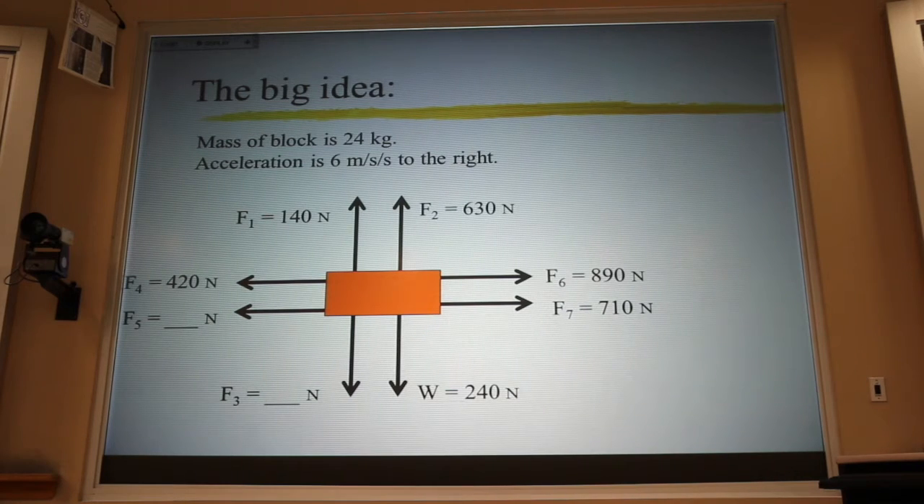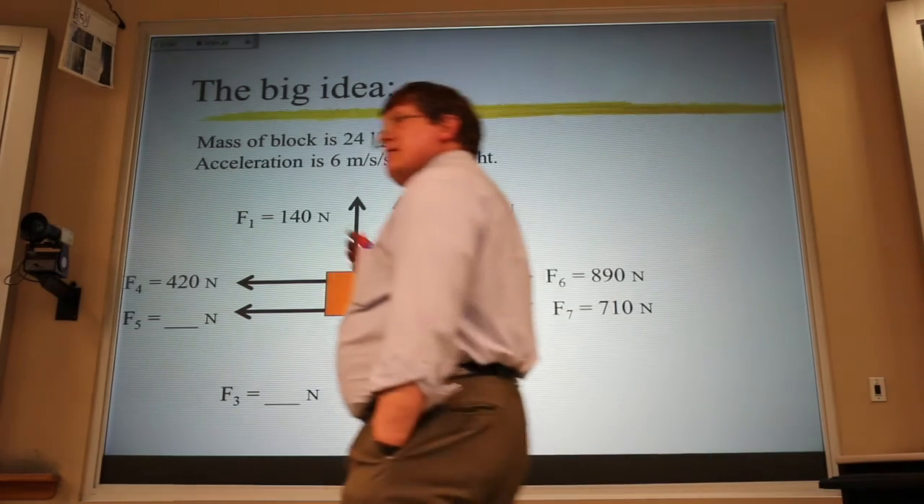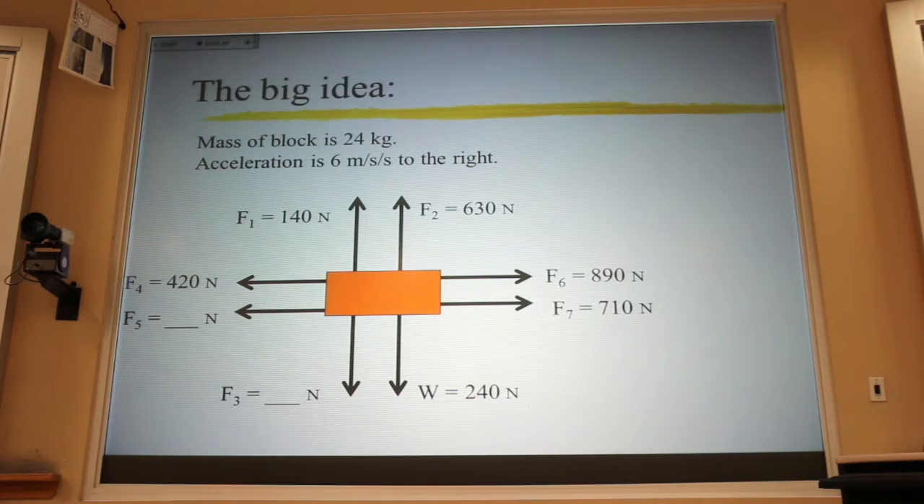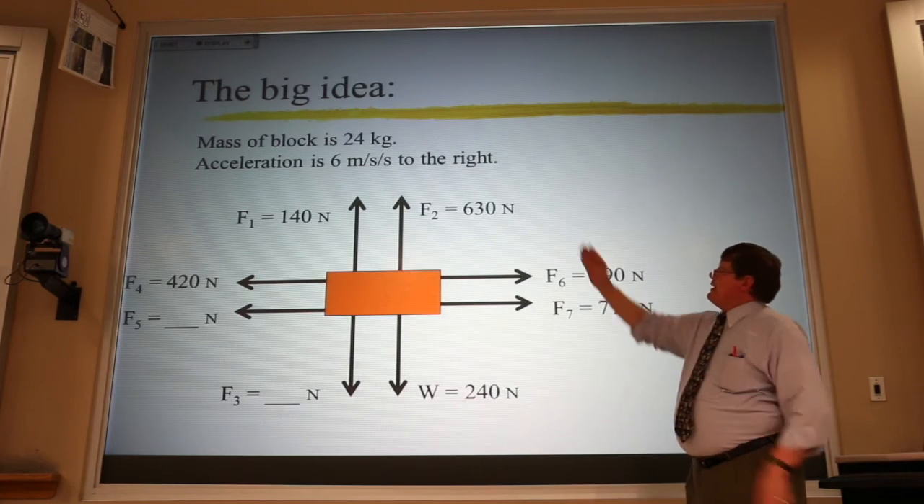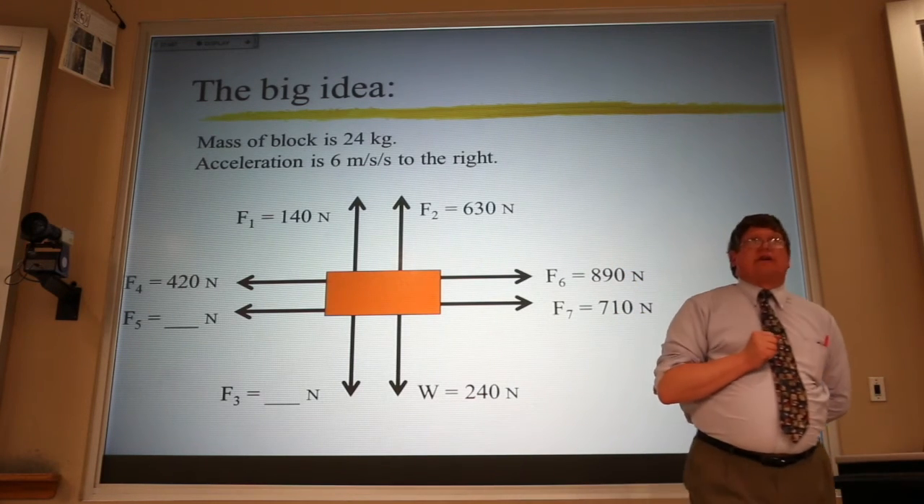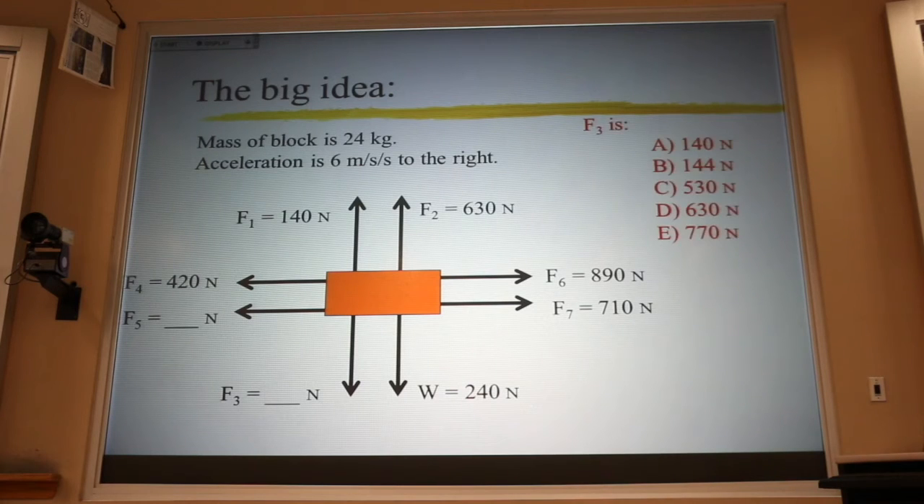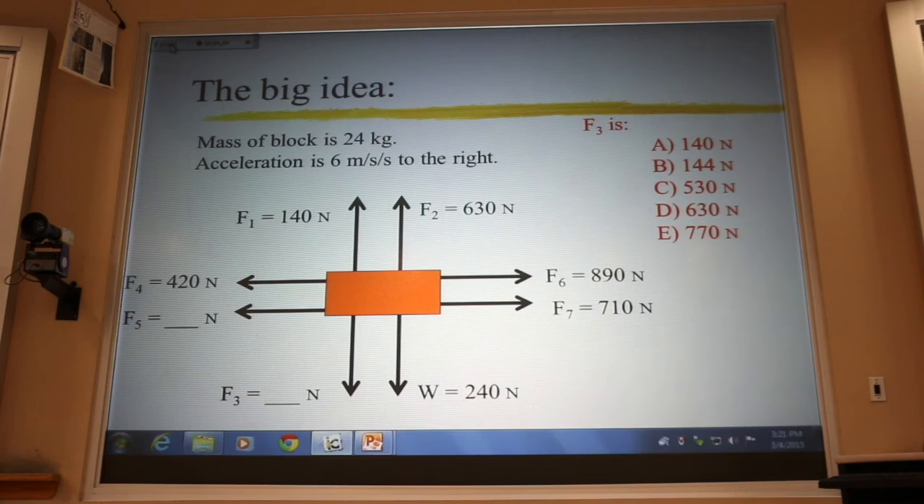I said there was only one dynamics problem. This is it. Okay? Now, granted, drawing the free body diagram is often the challenging part, and here I've done it for you. But given this free body diagram, and given the fact that the mass is 24 kilograms, and the acceleration is 6 meters per second to the right, if I asked you, how big is F3, could you do it? With your clicker, tell me what F3 is.